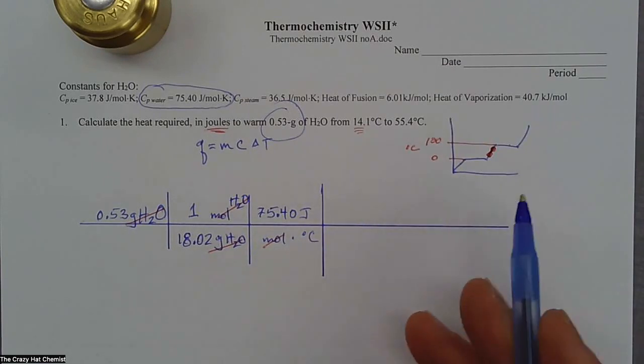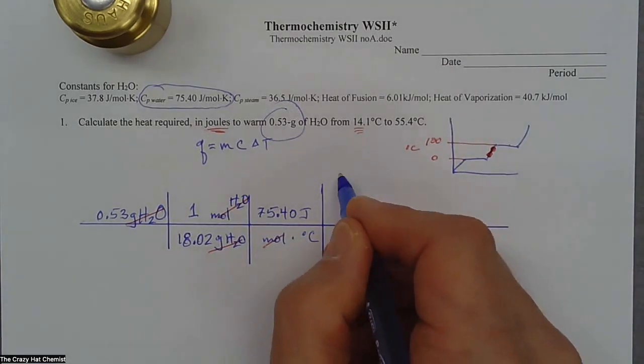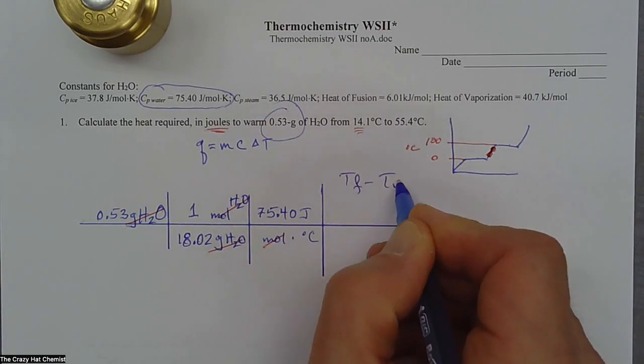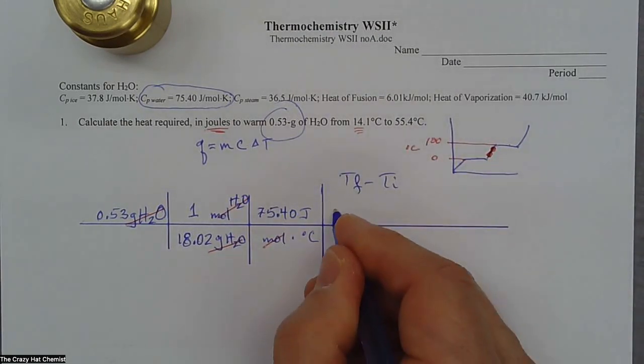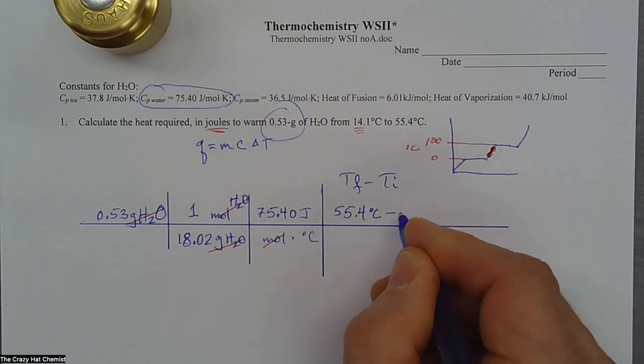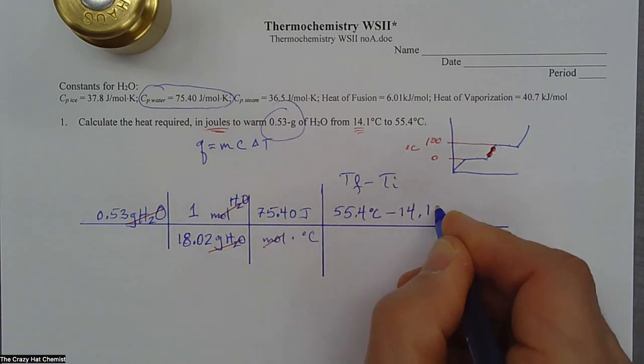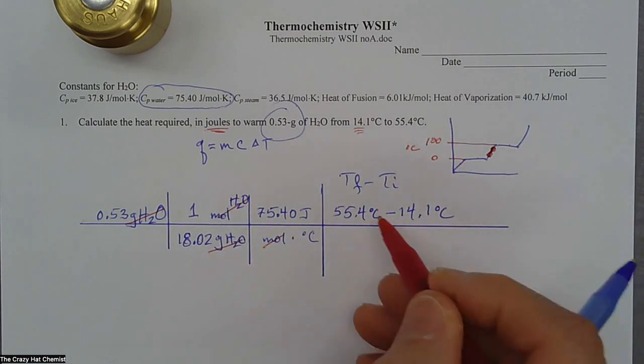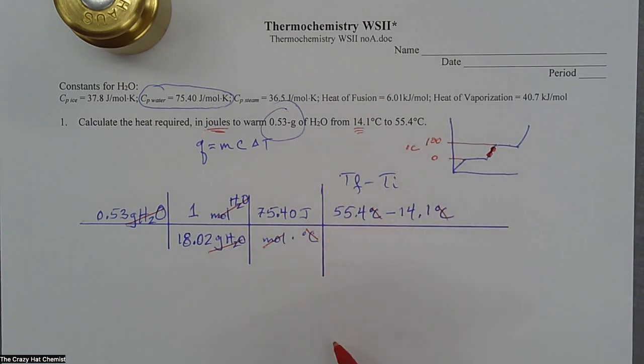So I'm going to have to do a change in temperature. It's going to be the final minus the initial temperature. The final temperature is 55.4 degrees Celsius, and the initial temperature is 14.1 degrees Celsius. Okay, so my degrees Celsius are going to cancel out right there, and I'm going to be left with joules, which is what I'm looking for.